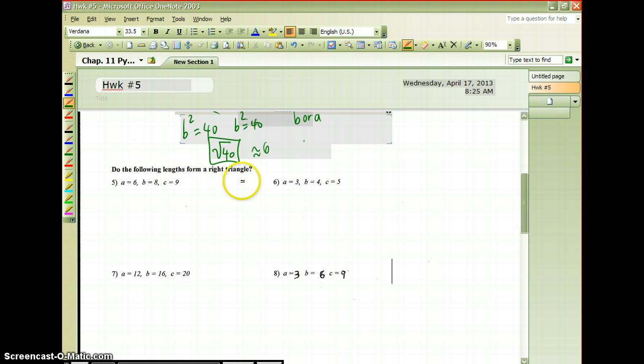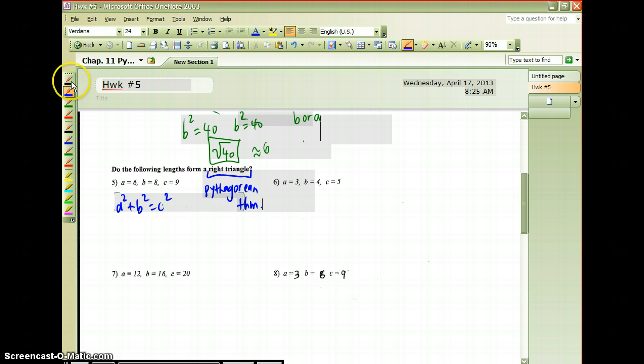Again, you're looking to see if the lengths form a right triangle. So we'd have to use the Pythagorean theorem formula, which tells me that if these A, B's, and C's fit A squared plus B squared equals C squared, then it will prove that it is a right triangle. Now we're going to see if 6, 8, and 9 work. So does 6 squared plus 8 squared equal 9 squared?